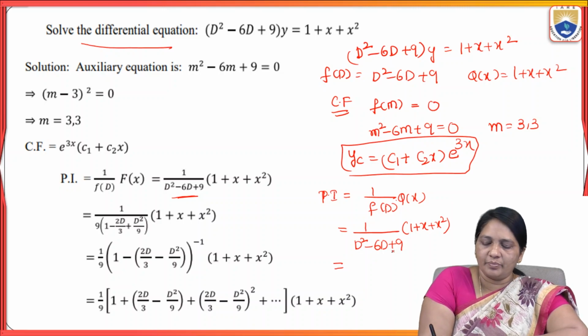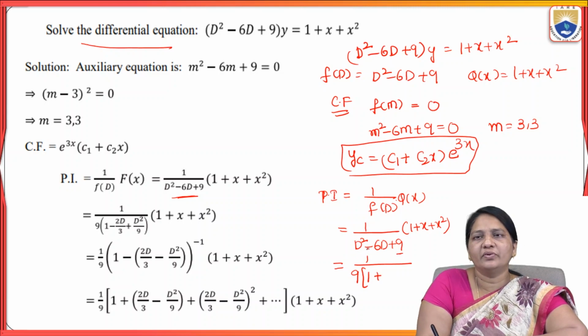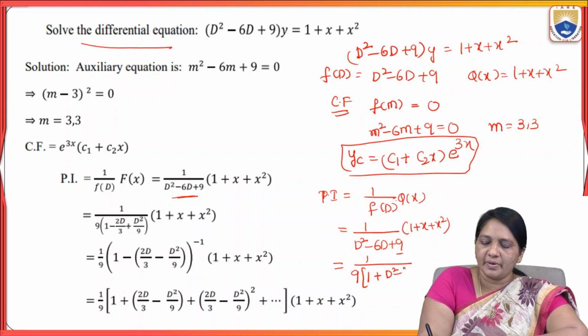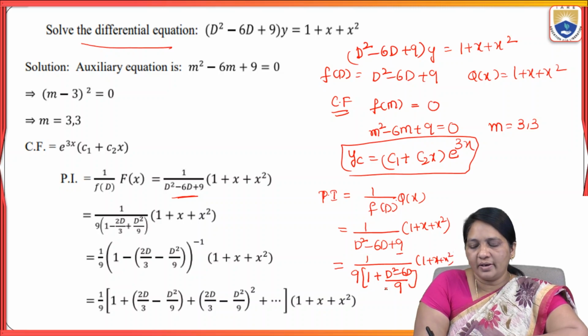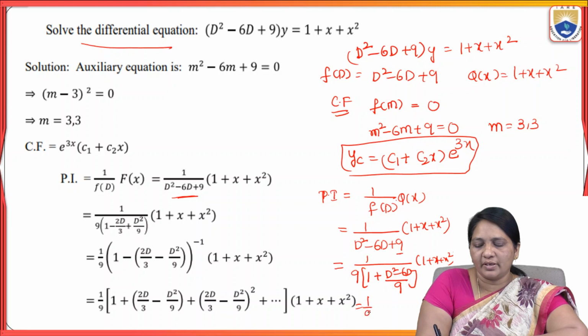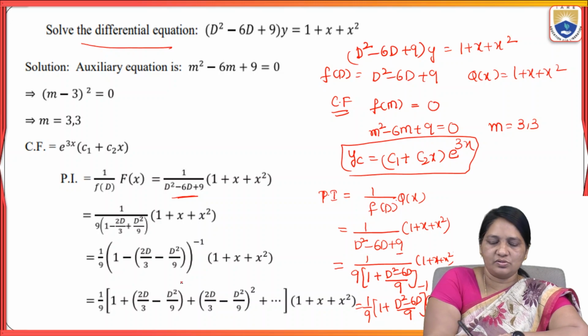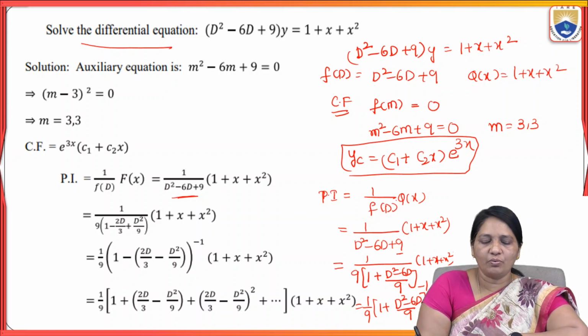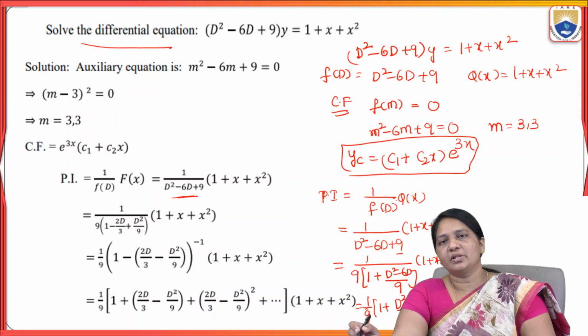Here we have to take the common lowest degree terms. First I am taking the common 9 value. So 1 by, take the 9 common, 1 plus this total value we treated as D: D square minus 6D by 9, into 1 plus x square. Now I'll take this one into the numerator: 1 by 9 into 1 plus D square minus 6D by 9 whole inverse into 1 plus x square. Now we can expand this one by using the binomial expression.